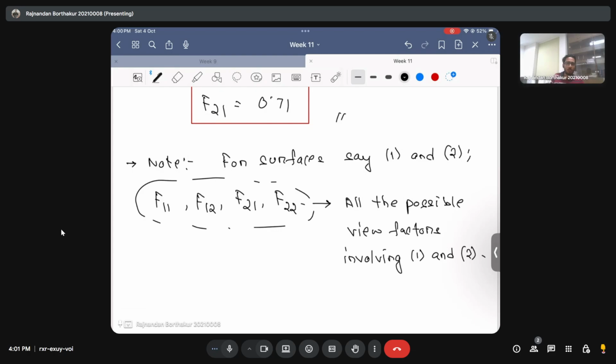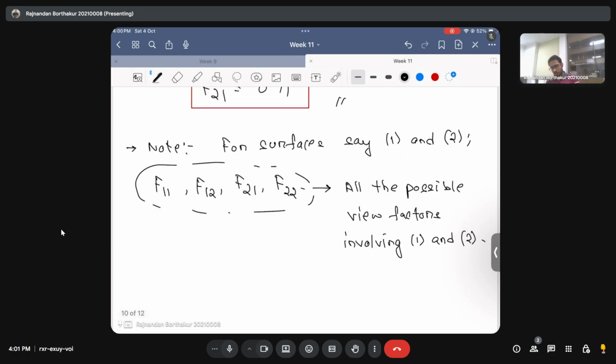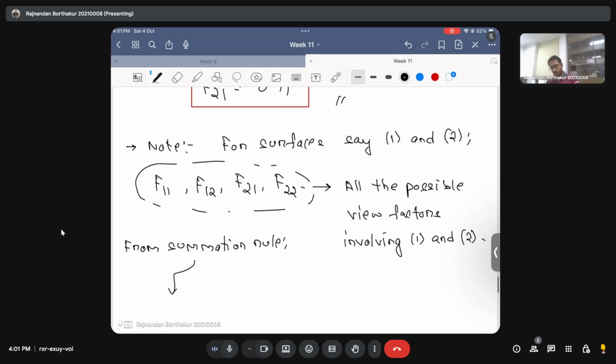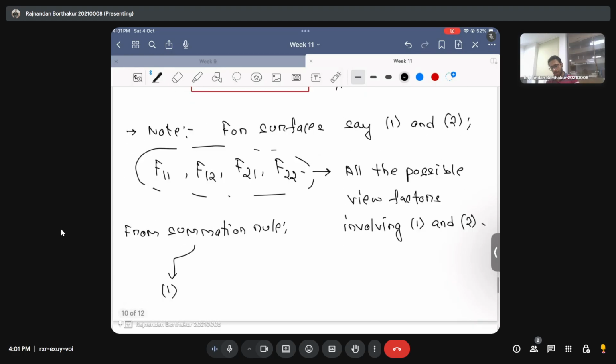Now, out of these four view factors, from the summation rule, if you apply the summation rule for 1, you will basically get one view factor.